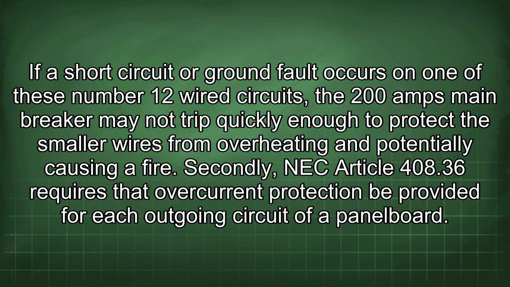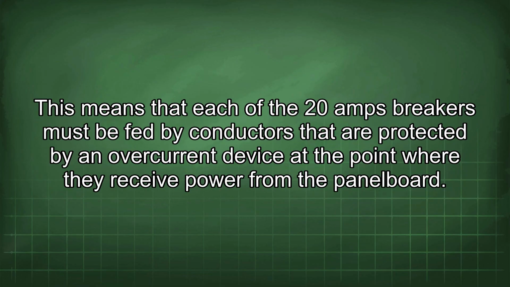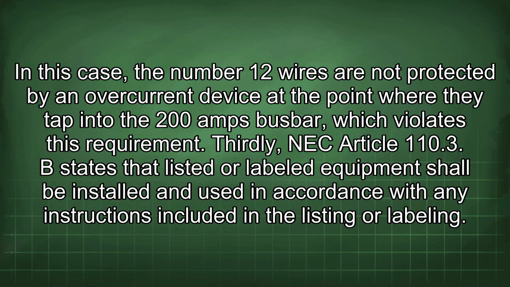Secondly, NEC Article 408.36 requires that overcurrent protection be provided for each outgoing circuit of a panel board. This means that each of the 20 amp breakers must be fed by conductors that are protected by an overcurrent device at the point where they receive power from the panel board. In this case, the number 12 wires are not protected by an overcurrent device at the point where they tap into the 200 amp busbar, which violates this requirement.